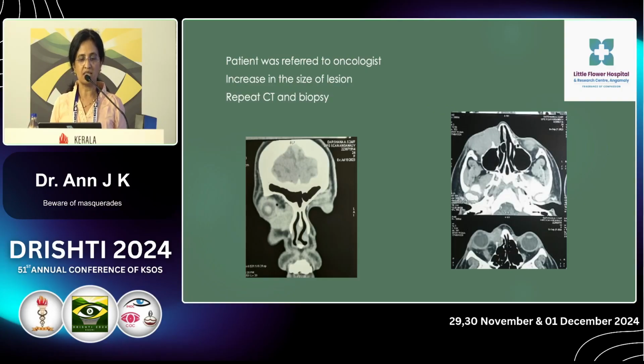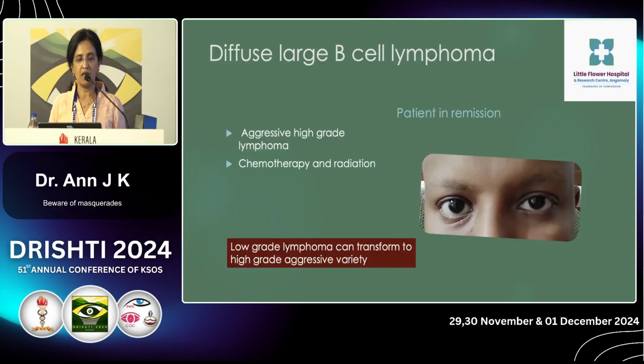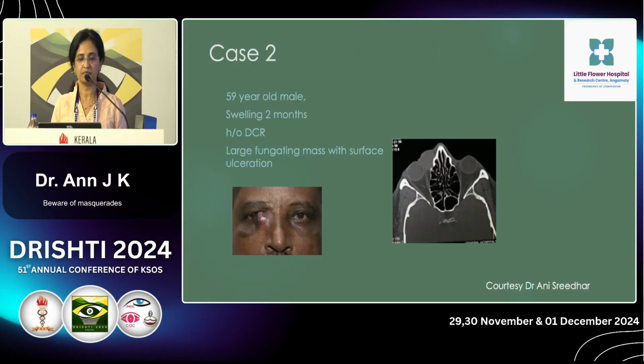A repeat CT scan was done and a biopsy was taken, and the report came as diffuse large B-cell lymphoma. It is an aggressive grade lymphoma, and chemotherapy and radiation were needed. When I saw the patient last, the patient is in remission. So a low-grade lymphoma can transform to a high-grade aggressive variety.